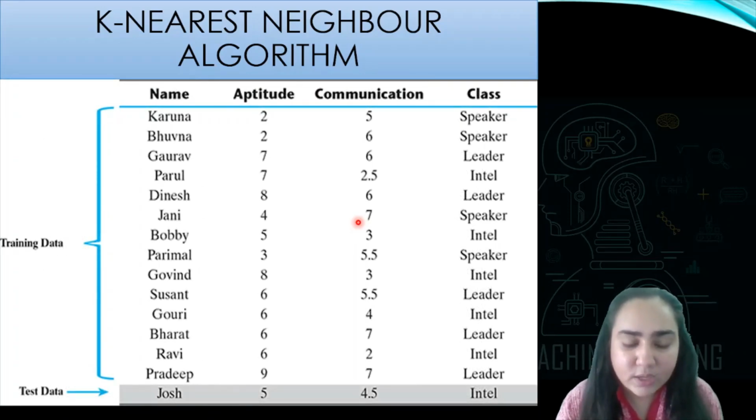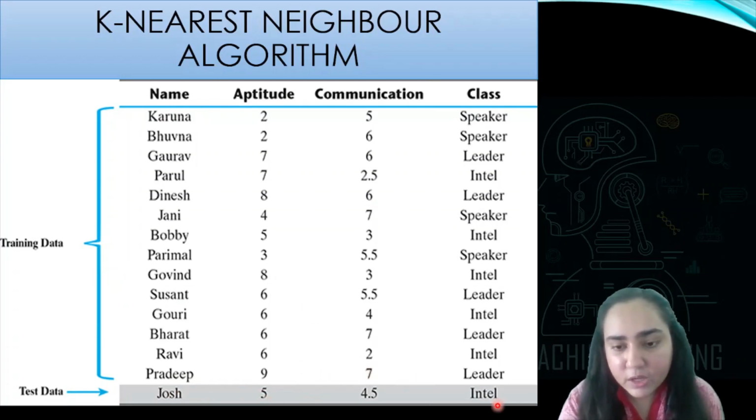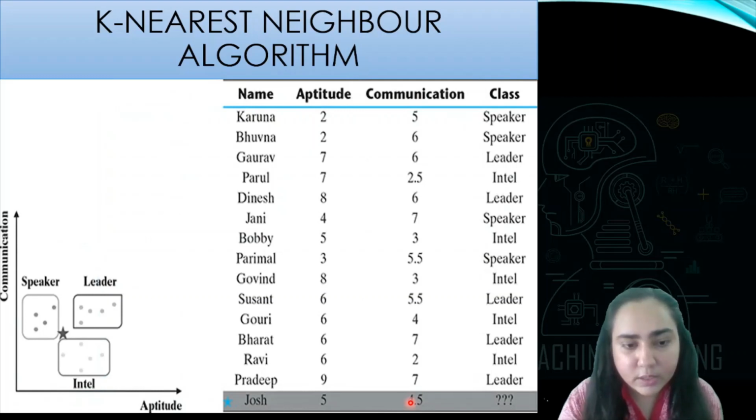As we discussed earlier about how the model works, we have to divide our data into training and test. In this case, we just have about 14 to 15 rows. We are going to use all of the data as training data, and we're going to introduce this test data for Josh with an aptitude of 5 and a communication score of 4.5. He belongs to the Intel class. So what we want our model to do is to classify Josh correctly as belonging to the Intel class. And when it does, we can verify it by using the answer already available. Okay, so that's what we want to do.